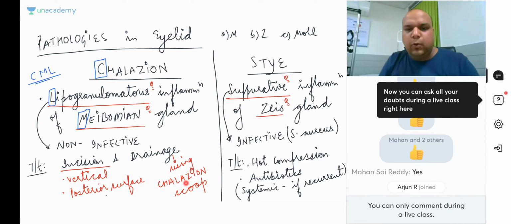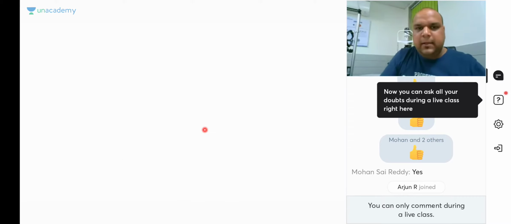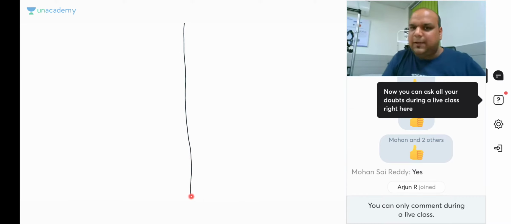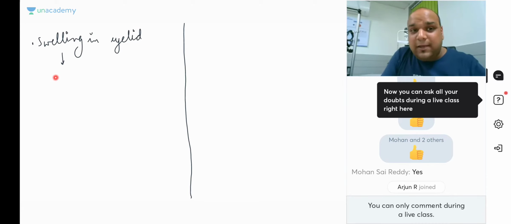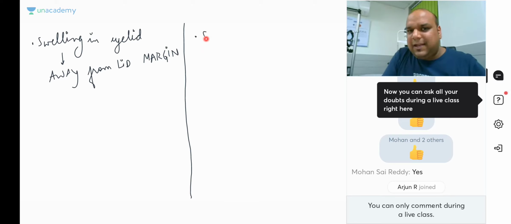Okay, so let's see, everybody, how to clinically differentiate between chalazion and stye. What we understand is that in both chalazion and stye, there will be swelling. Yes or no? Because there is inflammation, there will be swelling in the eyelid. But where is the swelling in the eyelid present? In chalazion, the swelling in the eyelid is always away from the lid margin. Whereas in stye, the swelling in the eyelid is always present at the lid margin.